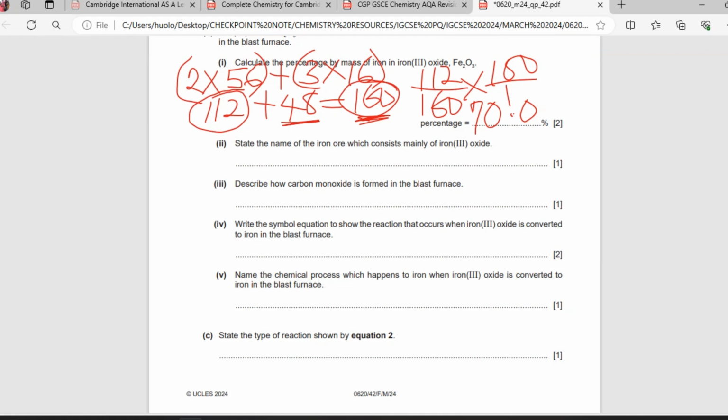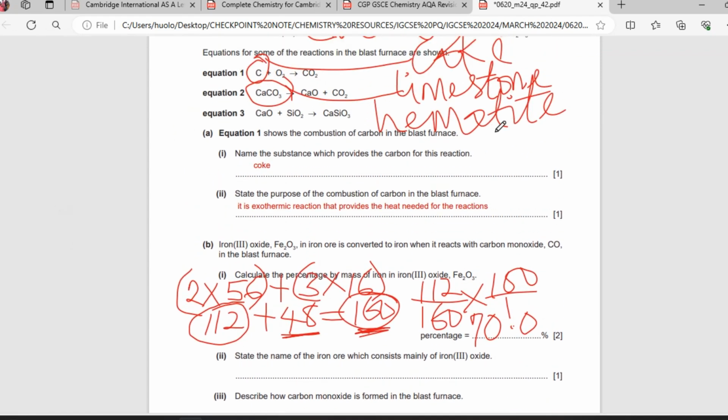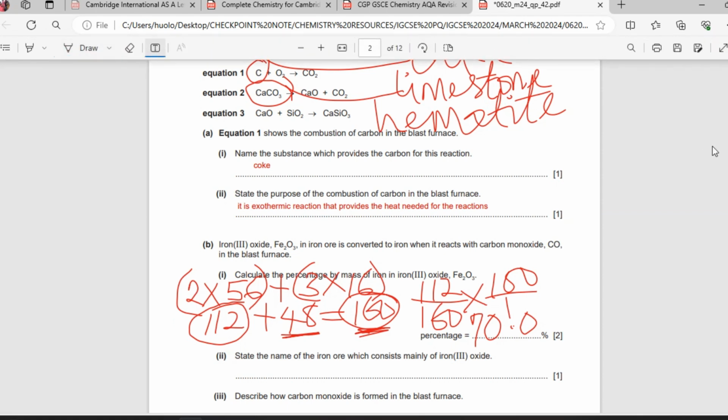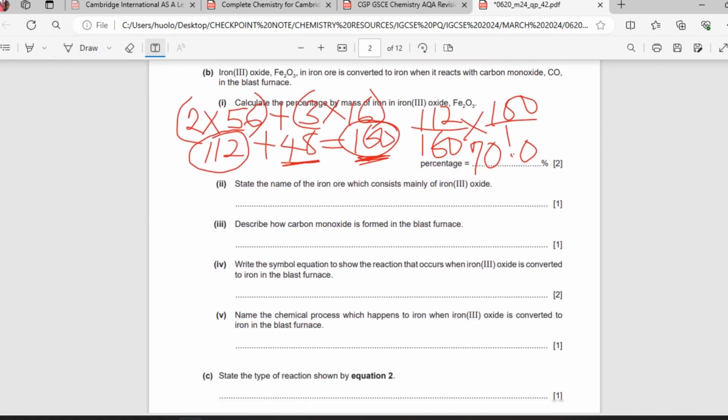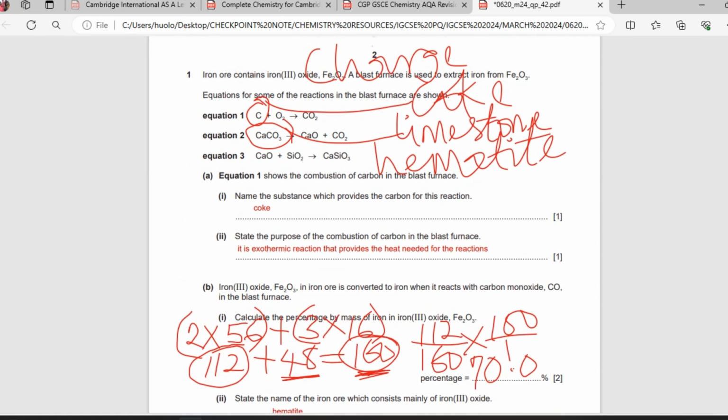State the name of the iron ore which consists mainly of iron 3 oxide. We have mentioned that the extraction of iron is from hematite. So our response, hematite. Hematite is the ore of iron. So we are writing hematite. Hematite is where iron is extracted from commercially. Okay, describe how carbon monoxide is formed in the blast furnace. Okay, so carbon monoxide.